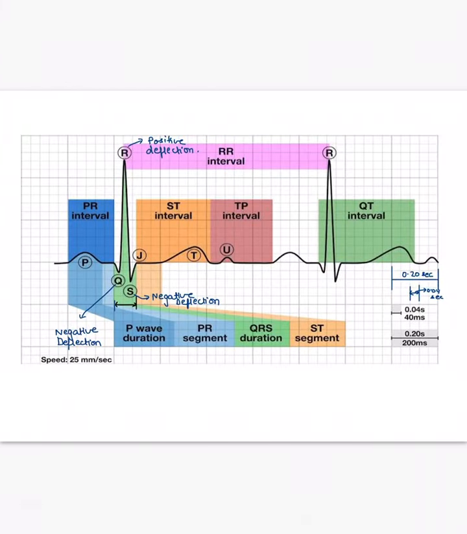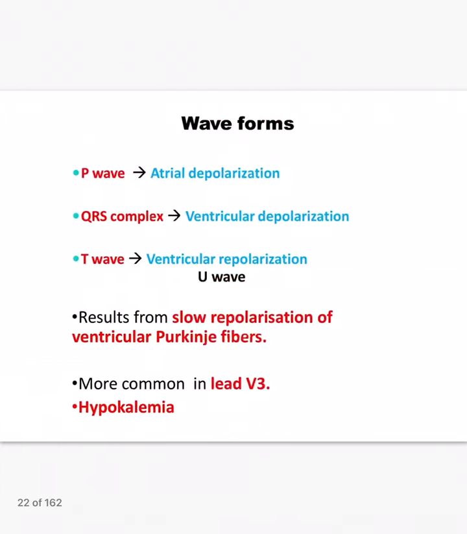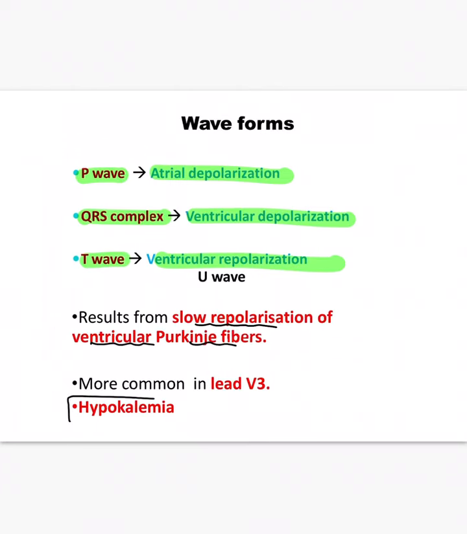So see, this is a segment that shows the PR interval, ST interval, TP interval. This we have already read. So this is the summary. P wave is atrial depolarization. QRS is the ventricular depolarization, and T wave is the ventricular repolarization. And the U wave is due to the slow repolarization of the ventricular Purkinje fibers, and this U wave is seen in hypokalemia. So how can you remember? Remember U wave like underkalemia, meaning potassium has decreased. Underkalemia, you see U wave.